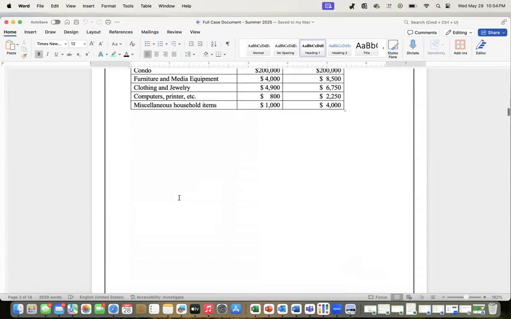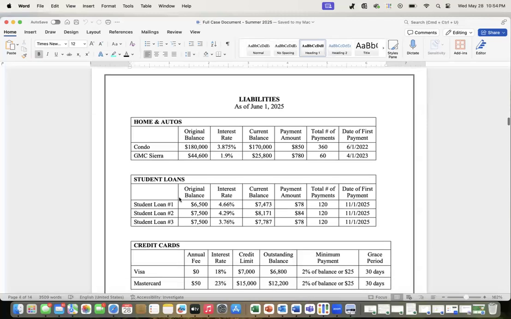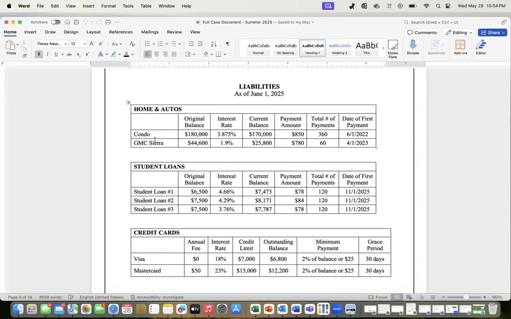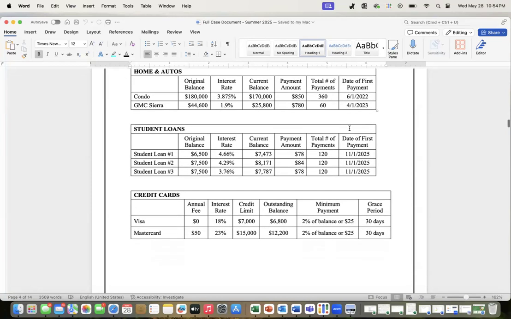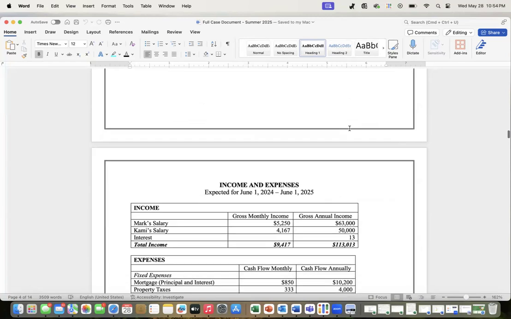So the next page goes over their liabilities. Now, in this liability section, you'll notice for each of their liabilities, we have their balance, their interest rate, the current amount outstanding on those debts, the payments that they make towards those debts, and when they started making those payments. And that's true for home and autos, student loans, and credit cards.